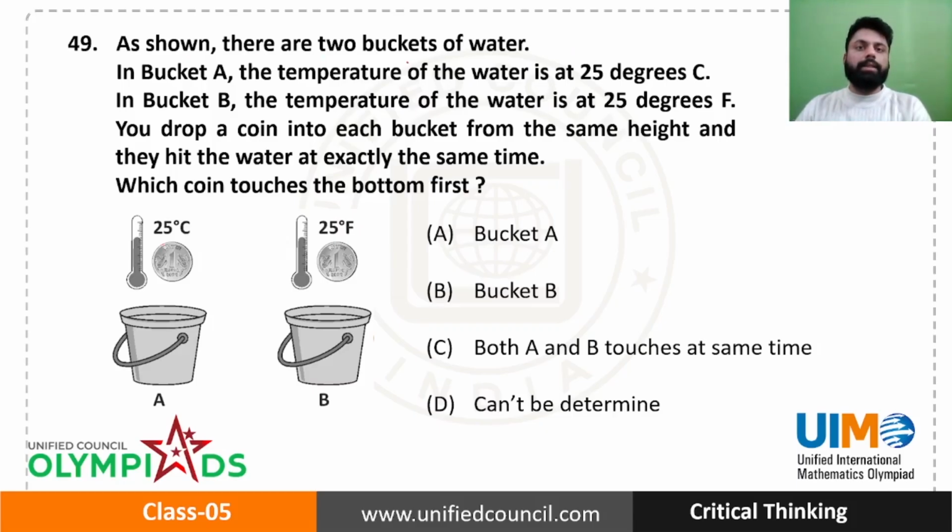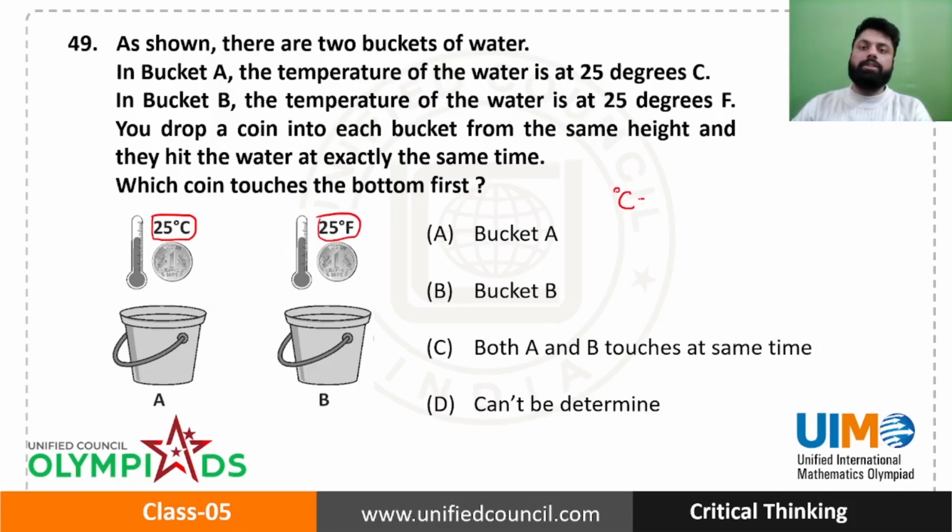As shown, there are two buckets of water. In bucket A, the temperature of water is 25 degrees Celsius, and in bucket B, it is 25 degrees Fahrenheit. You drop a coin into each bucket from the same height, and they hit the water at exactly the same time. Which bucket will the coin touch the bottom first? So see, this is 25 degrees Celsius. This is 25 degrees Fahrenheit.